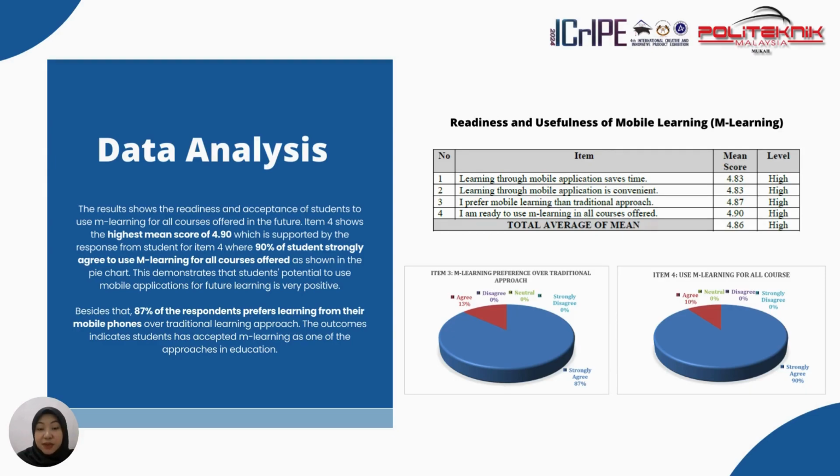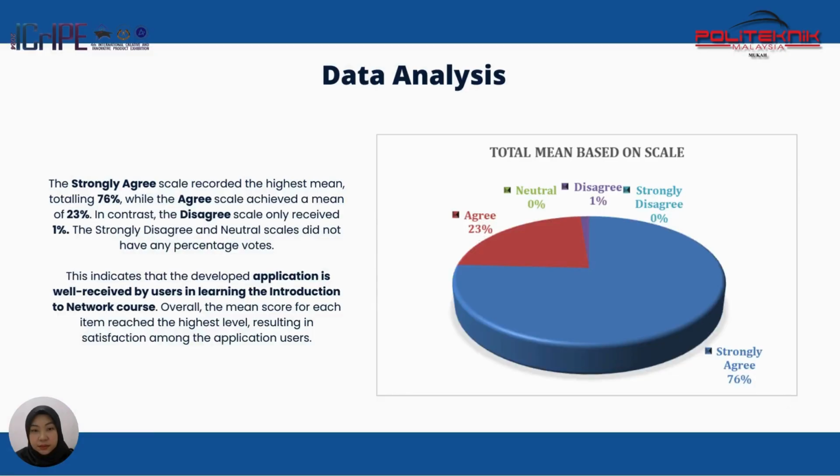Besides that, 87% of the respondents prefer learning from mobile phones over the traditional learning approach. The outcome indicates students have accepted M-learning as one of the approaches in education. Based on the result obtained from the previous data analysis, the strongly agree scale recorded the highest mean, totaling 76%, while the agree scale achieved a mean of 23%. In contrast, the disagree scale only received 1%. The strongly disagree and neutral scales did not have any percentage votes.